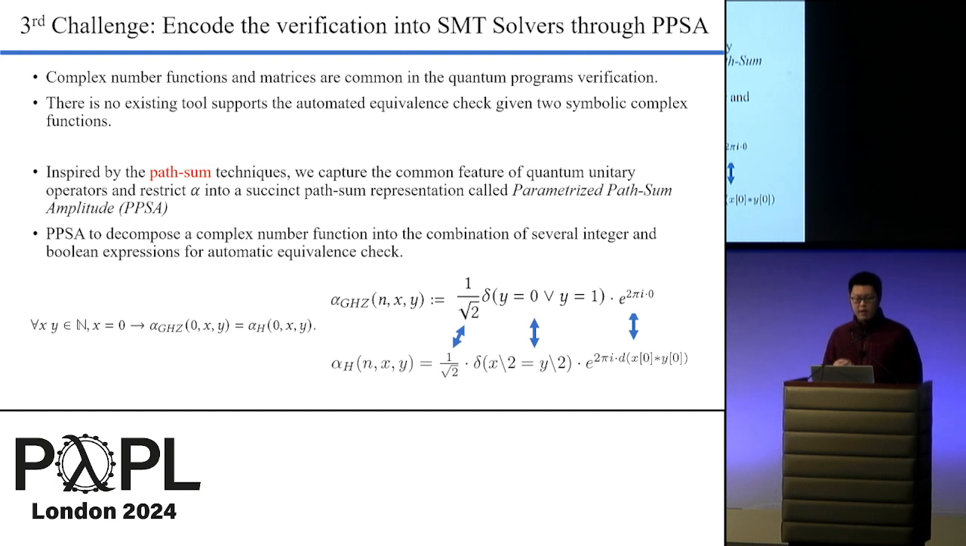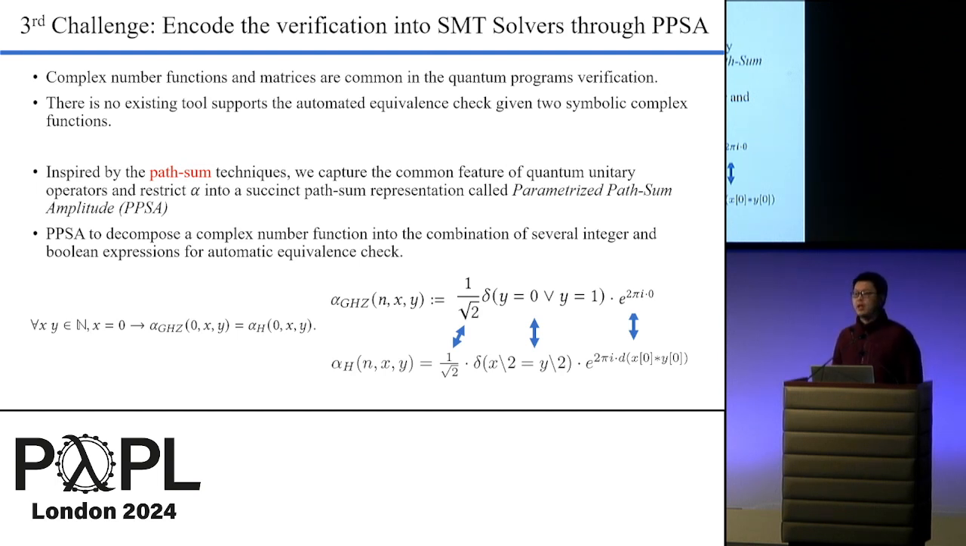And we can find that from their expression, PPSA can decompose these two complex number functions into three parts. First, a factorized number part, the amplitude part 1 over square root 2. The second part is a delta function, a Boolean function including two Boolean expressions. And also another is an exponential expression function, but we only check the phase part to check whether these two phase parts are equal.